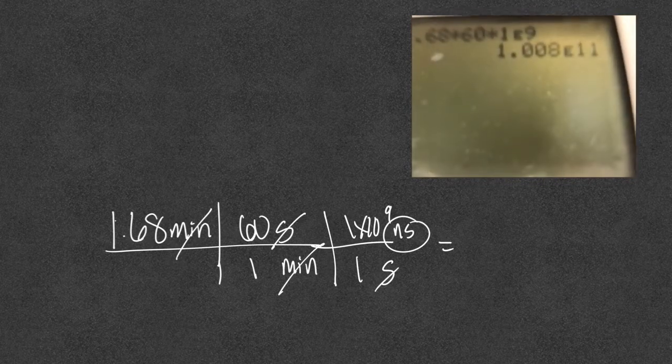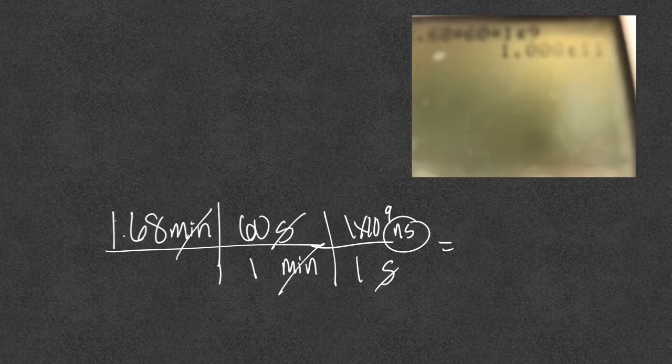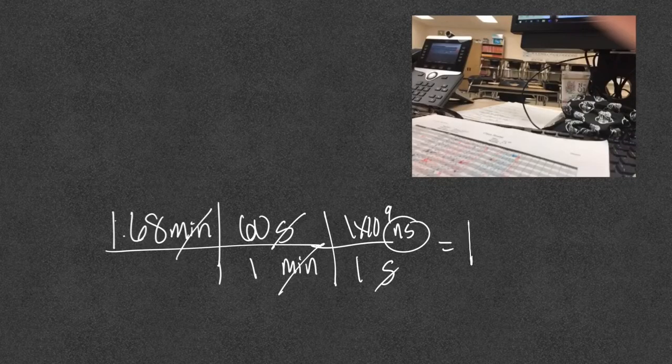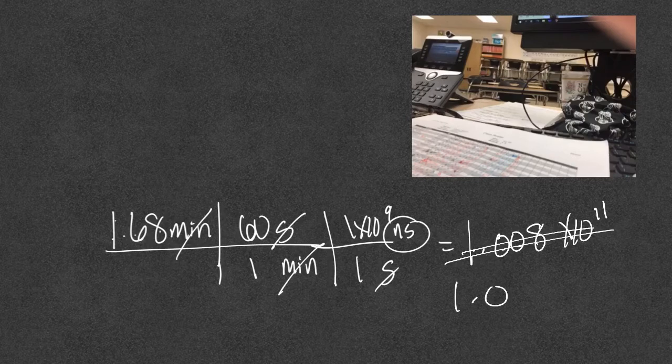Our answer is 1.008 times 10 to the 11th. Okay, so we are getting 1.008 times 10 to the 11. Now, wait a minute, sig figs. 1, 2, 3, 1, 2, 3, 4. That's not a good answer. 1.01 times 10 to the 11 nanoseconds.